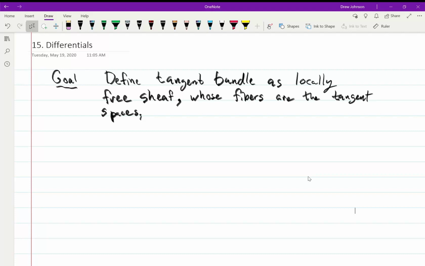And then we're going to show that we can make this tangent bundle so that the fibers are actually the tangent spaces at the point, and they vary the way that tangent spaces should as you move around on the space. All right, so that's the goal here. Okay, and then the other thing we're going to do is hopefully compute some examples.